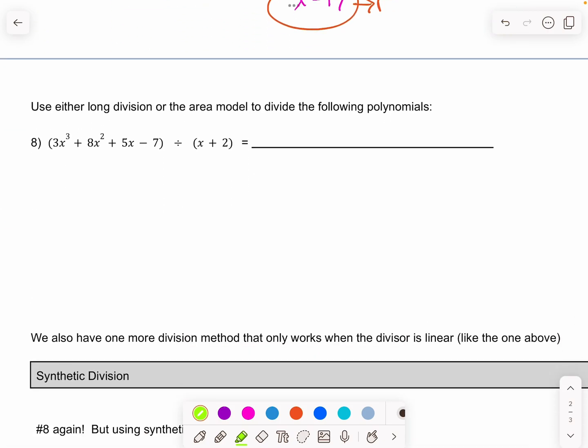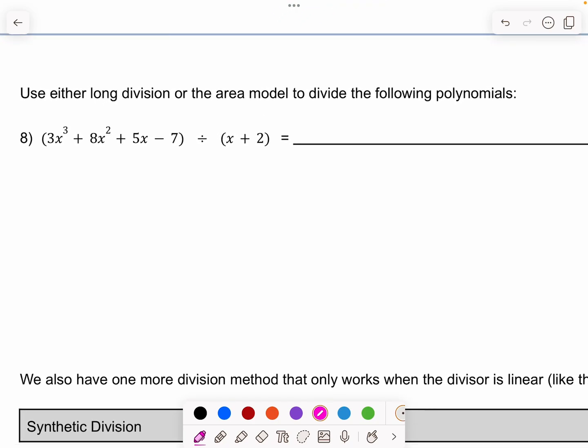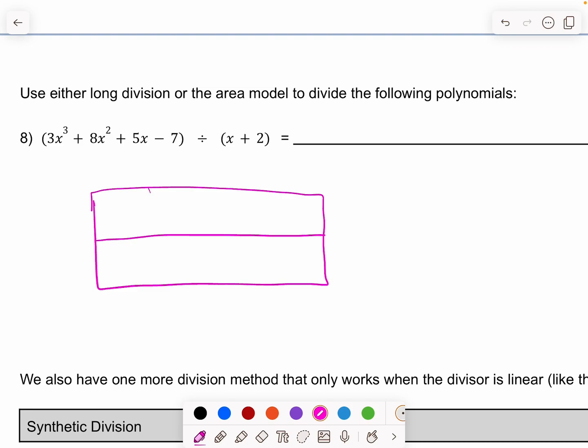All right, and number 8, same idea. You can do long division on this. This one, you know what, I'll do the area model on. Okay, if you want to do long division, absolutely go for it. Do long division. Just make sure our answers end up matching in the end. All right, so I have an x and a 2 here. This first term is what I put here.